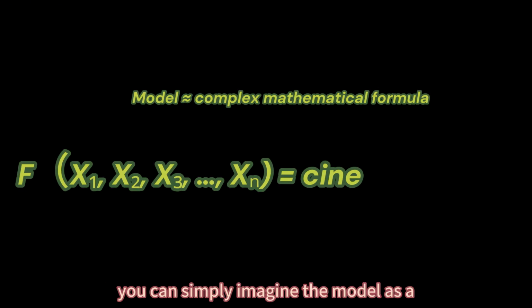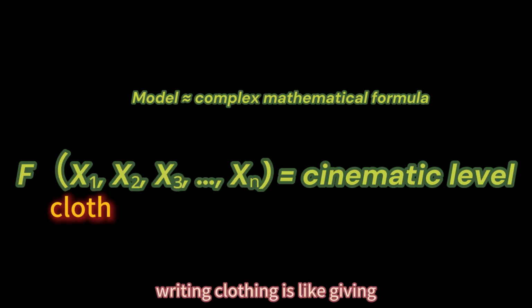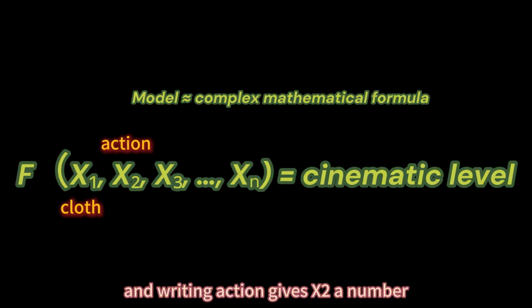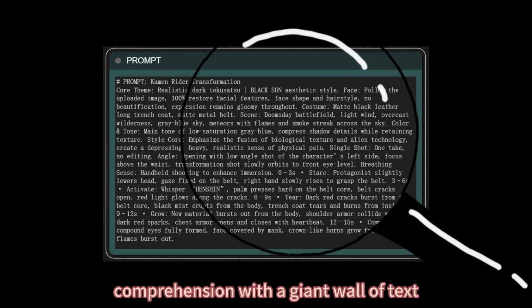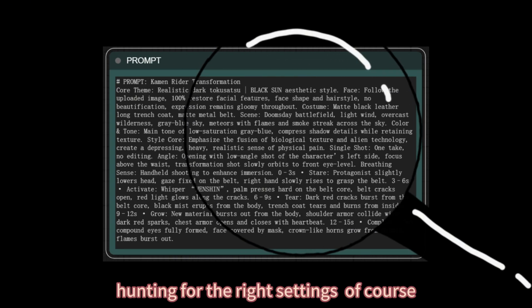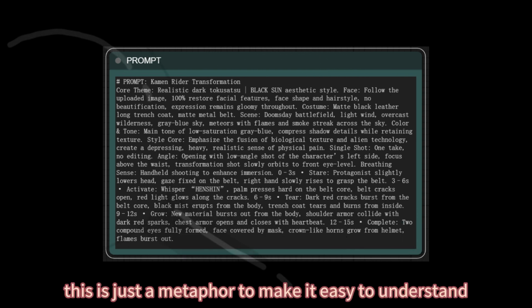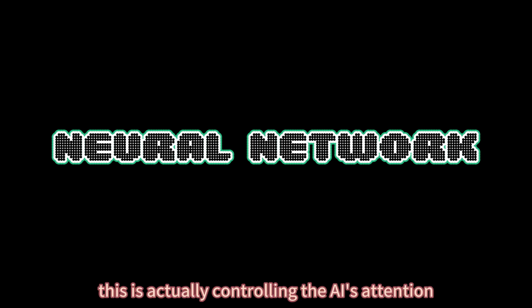You can simply imagine the model as a super complicated math formula. Writing clothing is like giving the variable x an exact number, and writing action gives x2 a number. If you don't write it like this, the model has to play reading comprehension with a giant wall of text, hunting for the right settings. Of course, this is just a metaphor to make it easy to understand. Deep down in the real neural network, this is actually controlling the AI's attention.